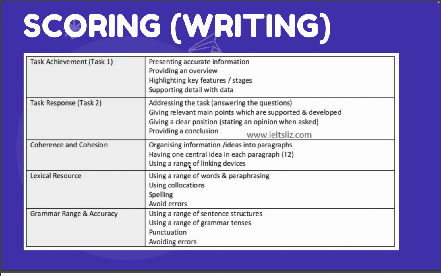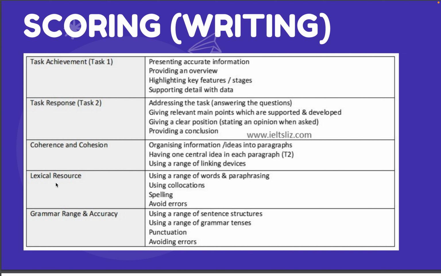So it means that you are organizing your ideas into paragraphs. So each different idea must be written in a different paragraph. And then you have to use a range of linking devices to create better links between these paragraphs. For example, you can use words like similarly, moreover, furthermore, in addition to it, on the other hand, something like that. The third grading criterion of the writing part is your lexical resource.